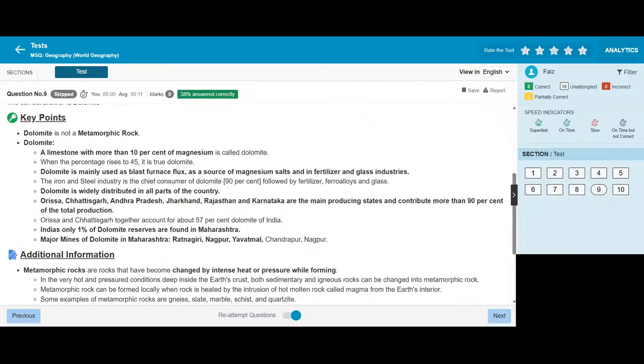Dolomite is distributed in all parts of the country. Odisha, Chhattisgarh, Andhra Pradesh, Jharkhand, Rajasthan, and Karnataka are the main producing states, contributing more than 90% of total production. Odisha and Chhattisgarh together account for about 7% of India's dolomite. Only 8% of dolomite reserves are found in Maharashtra.